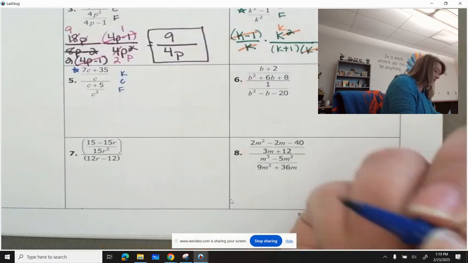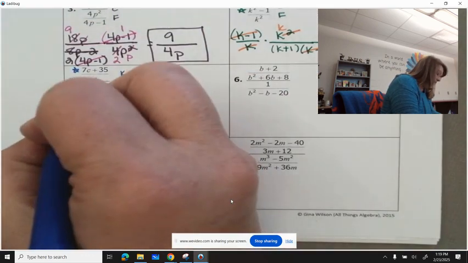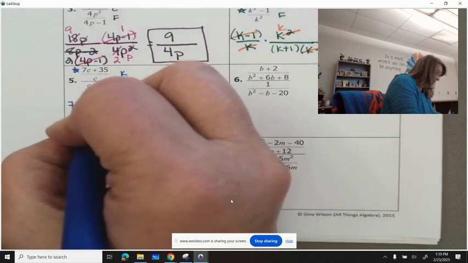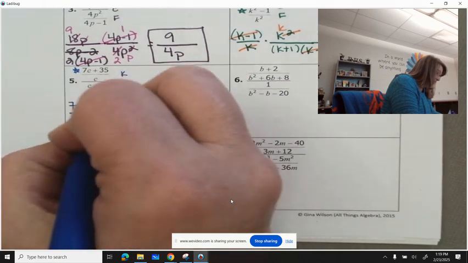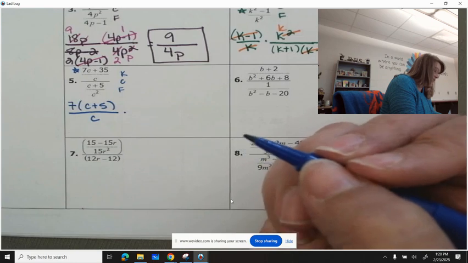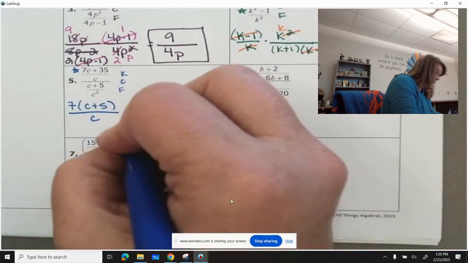this guy right here has a GCF that can be taken out. So as I bring it down, I'm going to bring out the 7 and leave c plus 5 over c. I'm going to change my sign now from division to multiplication, and I'm going to flip the bottom guy over. So c squared over c plus 5.